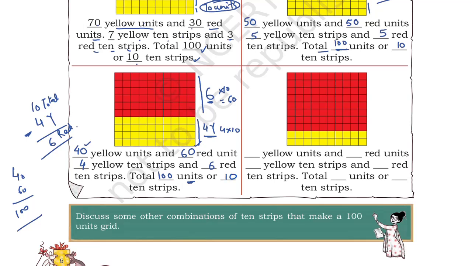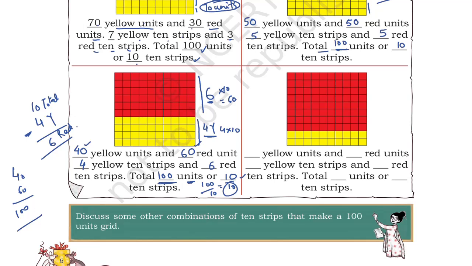So there are multiple ways of calculating it. We saw in the previous question also. So we can do it like this also. So total 100 units are there, and in one stripe there are 10 units. So what will we get? We will get total of 10 stripes. So this is also another way of calculating this.